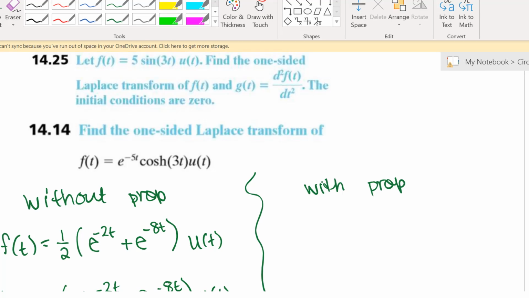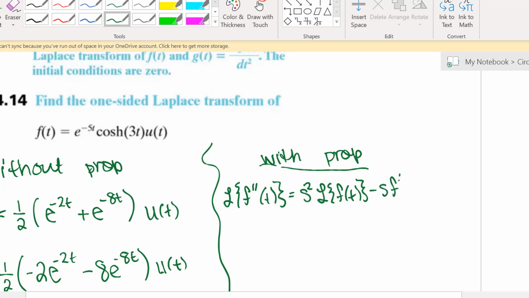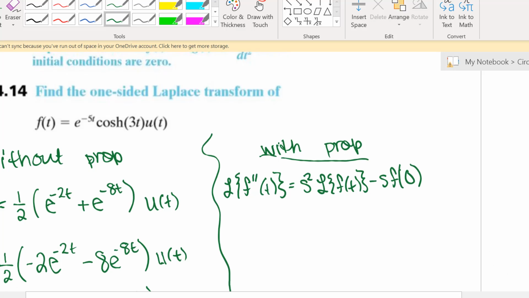Okay, so here I'm starting out the problem with applying that differentiation in the time domain property. So the formula was the Laplace transform of a second derivative was s squared times the Laplace transform of the original minus s times the original evaluated at 0. And then remember, the power of s goes down by 1, the derivatives go up by 1. So s squared, s to the first, no s in the last term.